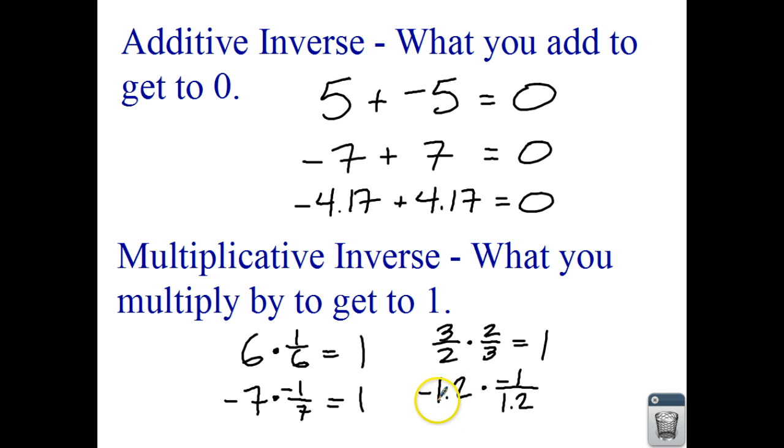But really, if you take a look at this, you have -1.2, right? How do you get to 1? You divide by the same thing, right? You divide by -1.2, which is the same as multiplying by -1/1.2. Okay, so that's the general idea of what we do with these inverses, and we're going to use those to solve problems.